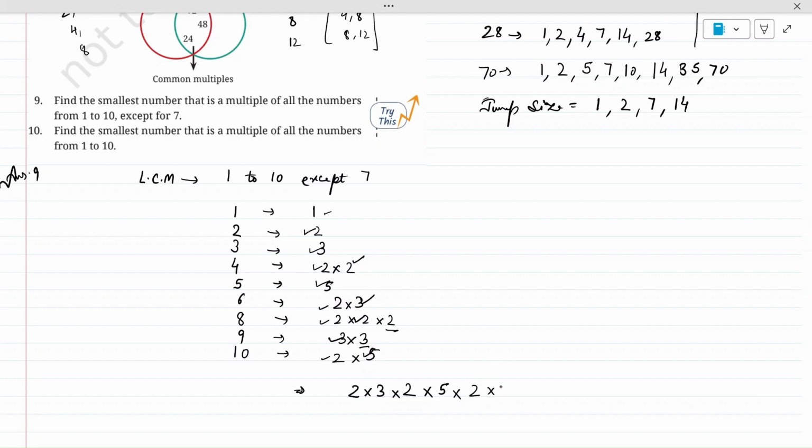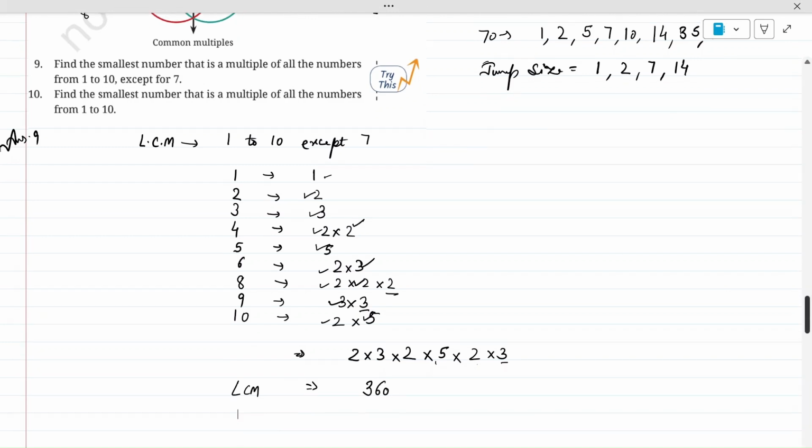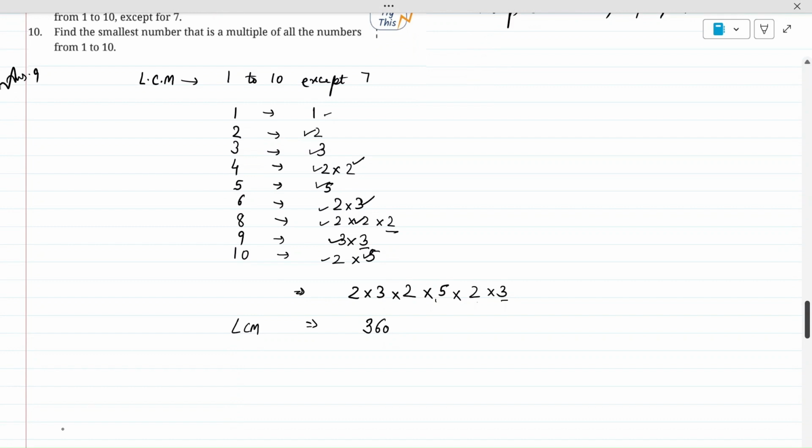So 2 multiplied by 3. So let's multiply them. We will get 3 into 6 is 12. 3 into 6 into 2, 12 here. And then 12 into 3 is 36. 36 into 10 is 360. So if you multiply all this, you will get 360 as the answer. Okay, we have already done these sort of questions in our previous class.